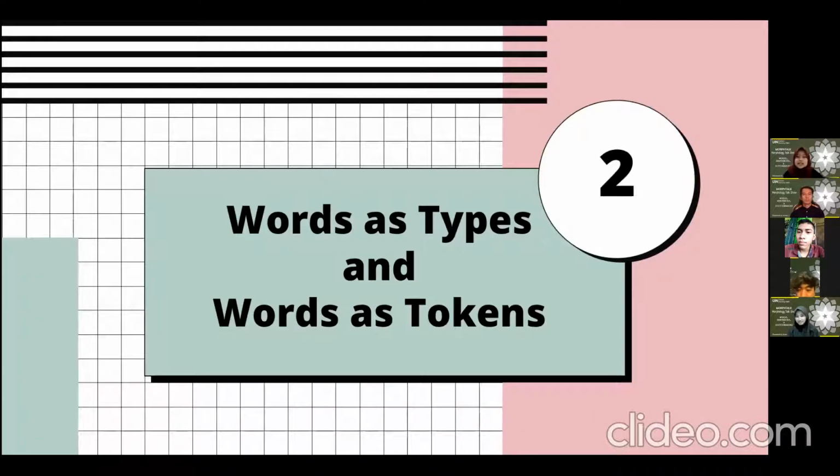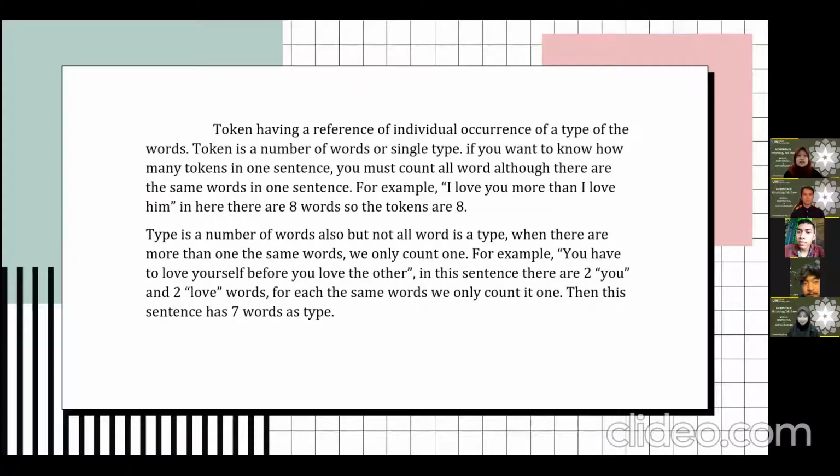Okay, this is the second subtopic of our discussion, words as types and words as tokens. Token has a reference to individual occurrences of a type of the words. Token is a number of words or single type. If you want to know how many tokens are in one sentence, you must count all words although there are the same words in one sentence. For example, I love you more than I love him. Here, there are 8 words. So the tokens are 8.